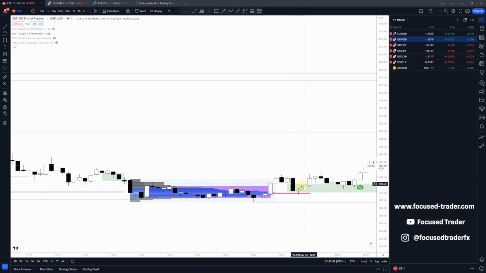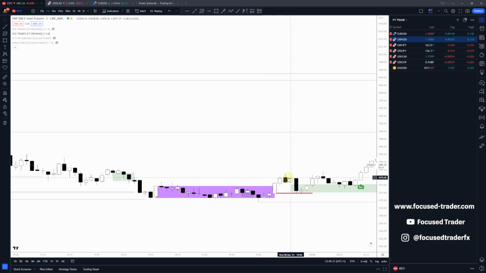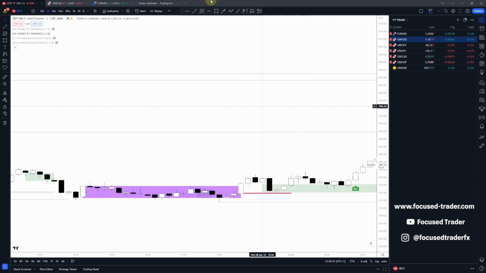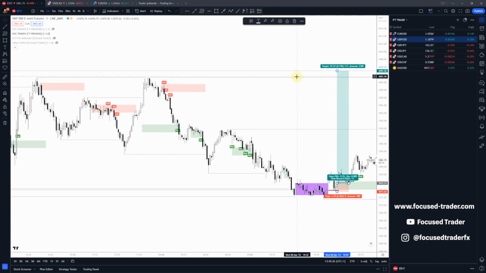So this is a perfect reaction right there. After these strong buyers and a fast pullback, we could look for our entries. This will be the entry. This will be the stop loss. And the target will be this liquidity here, or this double liquidity there will be the secondary target.